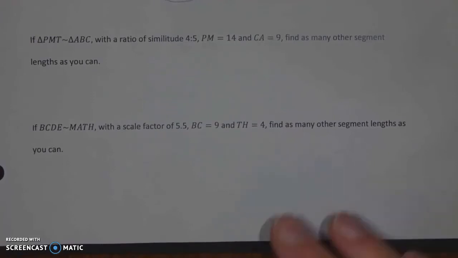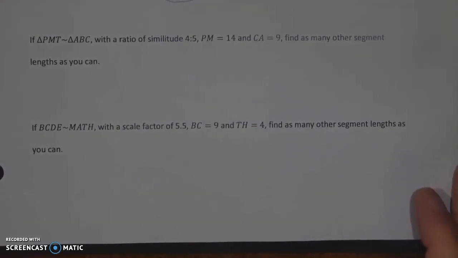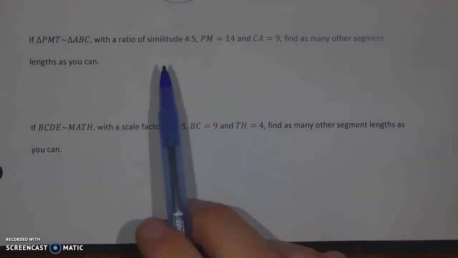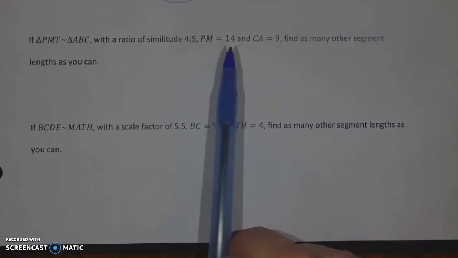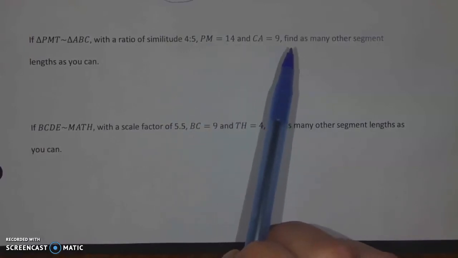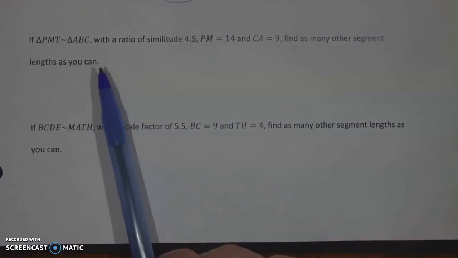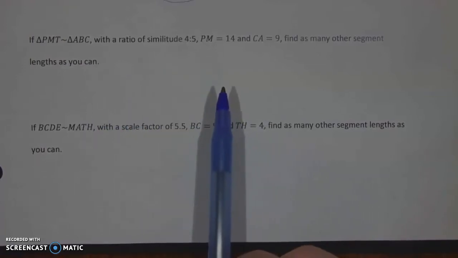Okay, so let's check out our next problem then. If PMT is similar to the triangle ABC and they have a ratio of similitude of 4.5, PM is equal to 14 and CA is equal to 9, we want to find as many other segment lengths as we can.